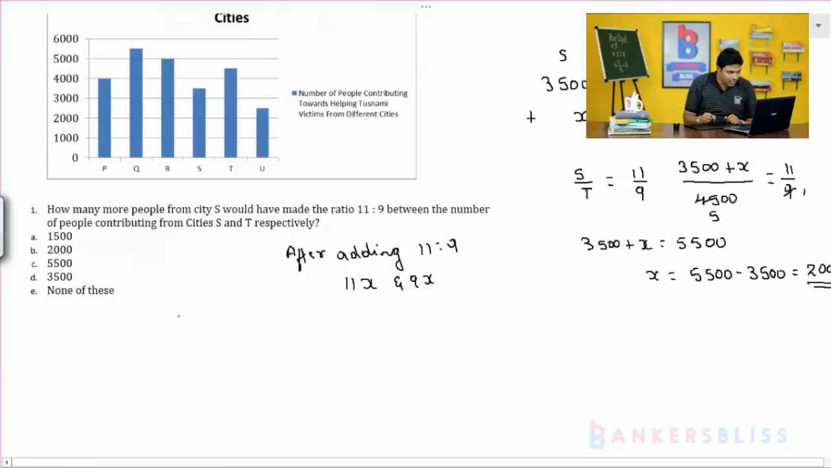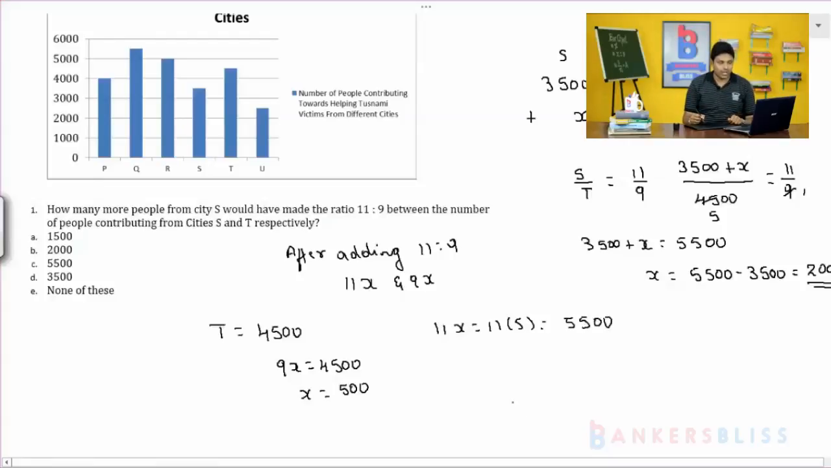They have given the value of T. So, T is equal to 4500, which means 9x is equal to 4500. This calculation also you have to do in mind. Therefore, x is equal to 9 fives are 45, 500. Now, 11x is equal to 11 into 5, which is 5500. Next, you subtract the old data, 3500. So, the newly joined people are 2000.